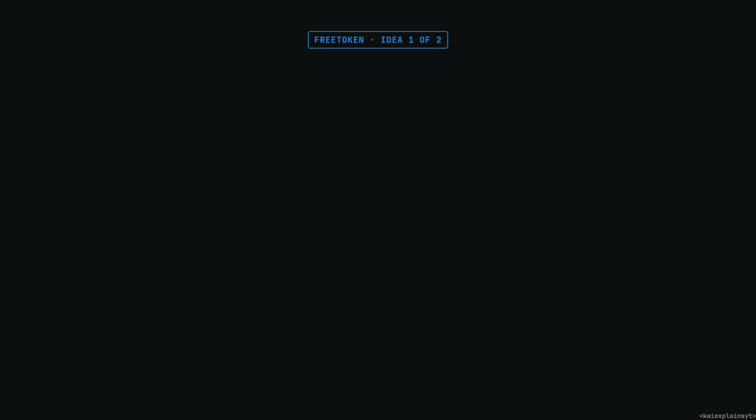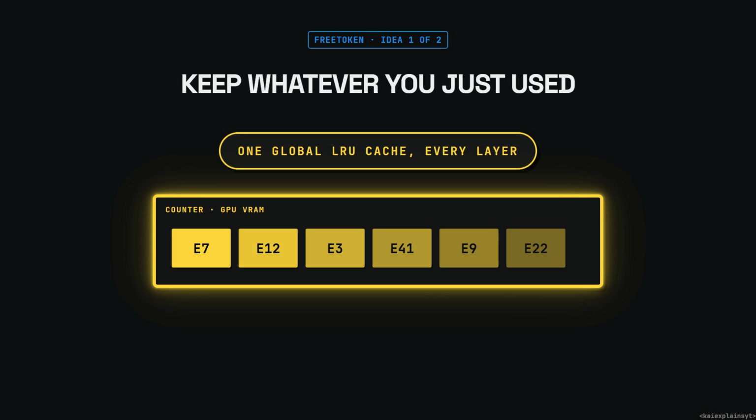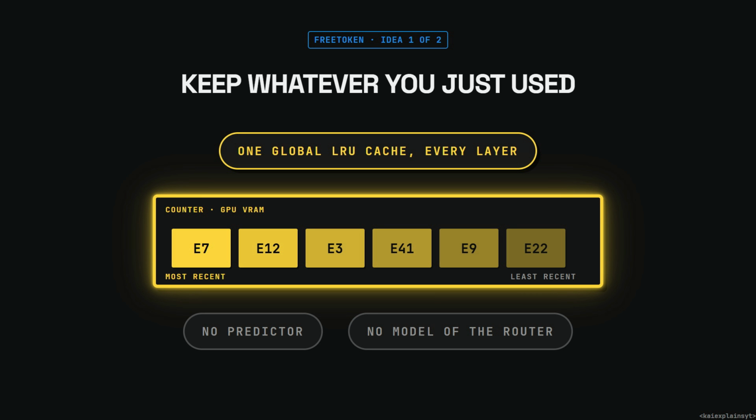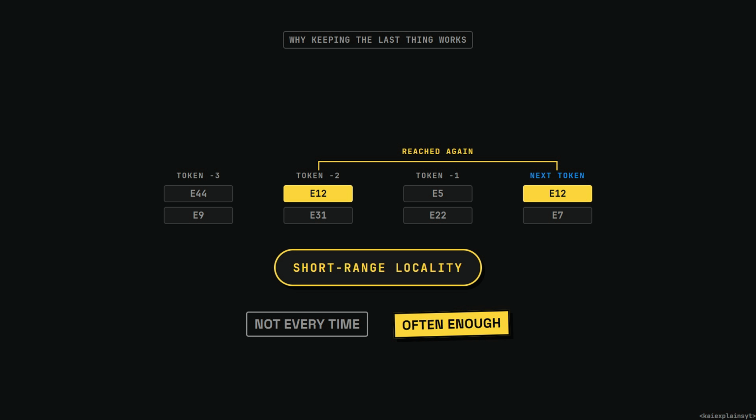The first is almost insultingly simple. Keep whatever you just used. A global, least recently used cache across every layer, with no predictor and no model of the router, just the ingredients you reached for most recently staying on the counter. It works because routing has short-range locality. The expert you needed 2 tokens ago is unusually likely to be the one you need next. Not every time, but often enough that it changes the whole picture.